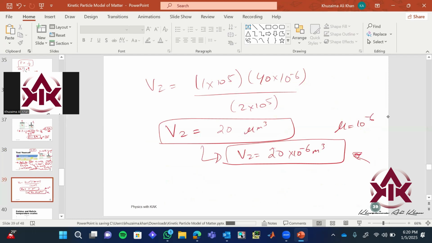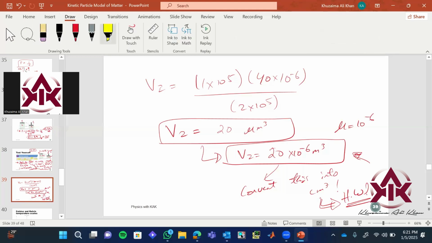Okay, so it is a meter cube. If you just convert this, it is going to be the same, right? Convert this into a centimeter cube. That can be a homework segment. Convert this into centimeter cube, right? This is your homework assignment. Let me label it clearly so that you cannot forget this.